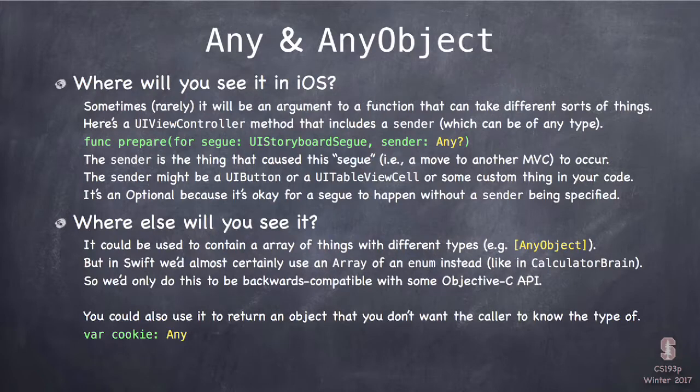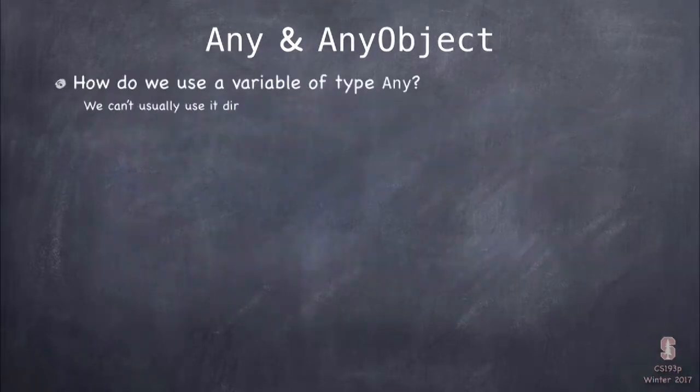In Swift, if we wanted to put doubles and strings in the same array, we use an enum. That's what we did with our operations array, and that's what we would do in Swift. So we wouldn't use any object. Another thing you could possibly use any for is a cookie: some piece of data that you're giving out that you don't want people to know what class it is. They're just going to give it back to you at some point, and you'll do something with it, and only you know what it is. So, an opaque type, you could use it for that.